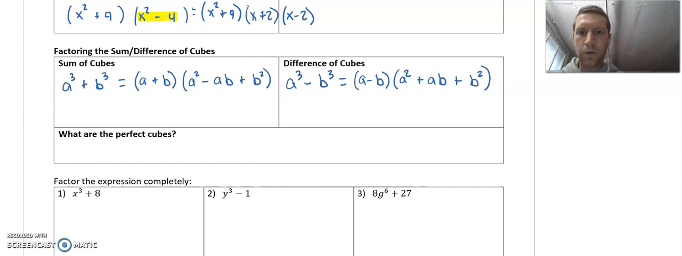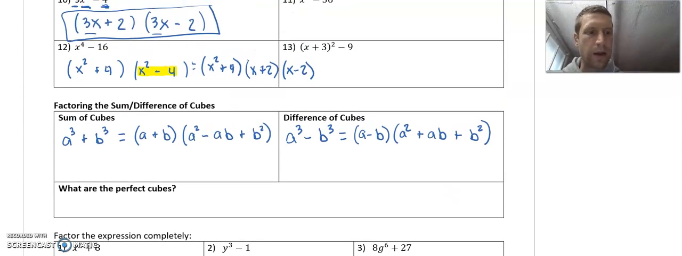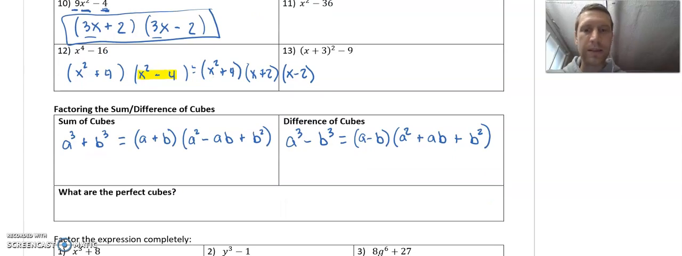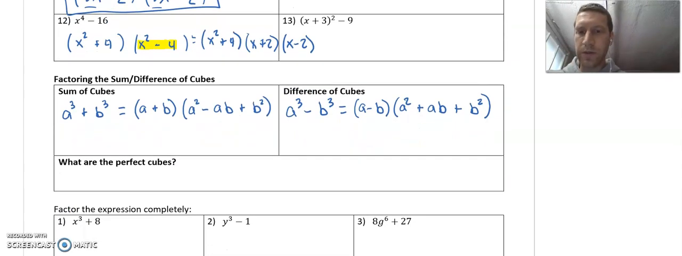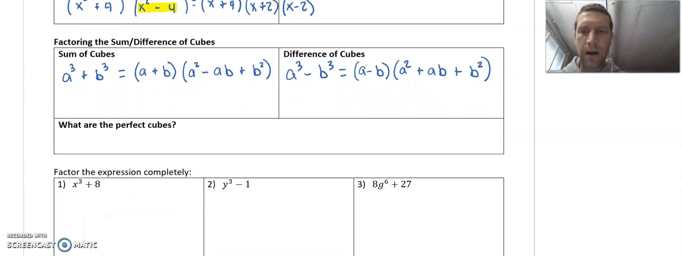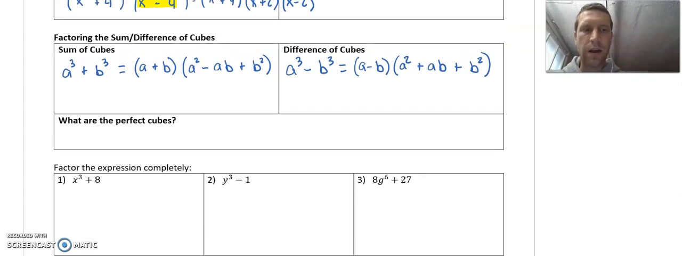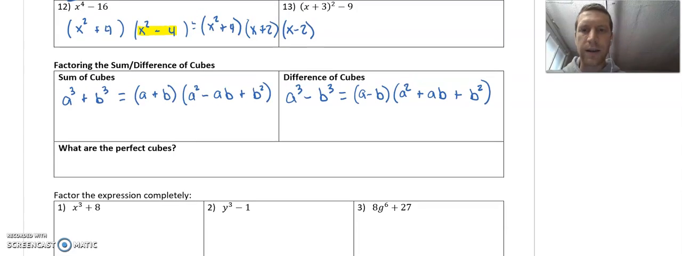All right, so guys, this program I'm using caps my recording at 15 minutes. I do that strategically so I can keep these videos short. Unfortunately, this one's going to go long. So I'm going to make a second video. It'll be shorter than this one, but this one's about 13 and a half. So log on to that second one, and we have 2 more types of factoring. One of them, which is pretty quick, and the other one that'll take a little bit.